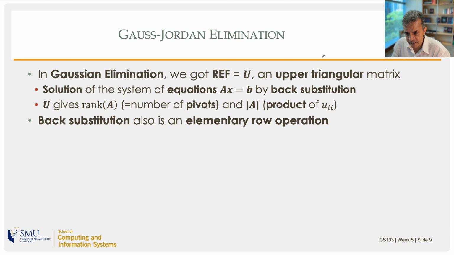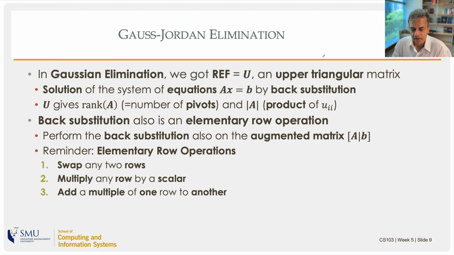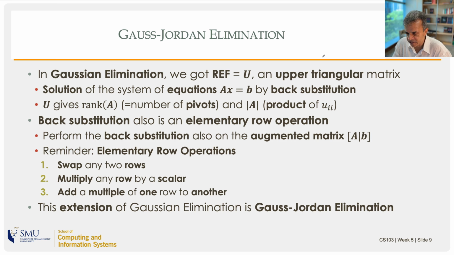Back substitution, like I just said, is also an elementary row operation. So if you do those row operations also on the augmented matrix, you're not changing the solutions, because row operations don't change the solution. Just to remind you, we had 3 of them: swapping any 2 rows, which we tried not to do, but had to perform in certain cases. The second one, multiplying any row by a scalar, scaling a row, we did not do for Gaussian elimination, but we will do it for Gauss-Jordan. And adding a multiple of a row to another, that was the one you used most of the time in Gaussian elimination. So this extension of incorporating back substitution into an algorithm is called Gauss-Jordan elimination.